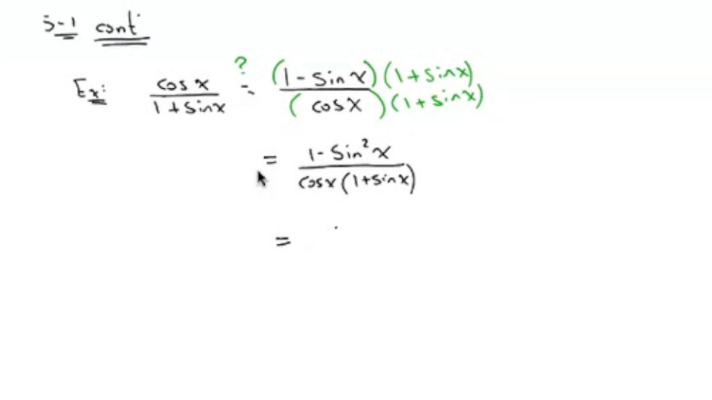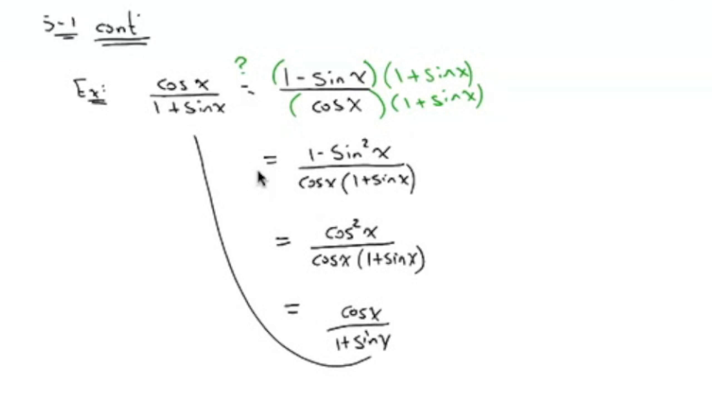Cosine of x, I thought. Cosine, don't forget the square, x, over cosine of x times 1 plus sine of x. Well, what is that? Oh, cancel. Yeah, the cosines will cancel. One of them cosines will cancel, and you're left with cosine of x over 1 plus sine of x, which is what you had to begin with.